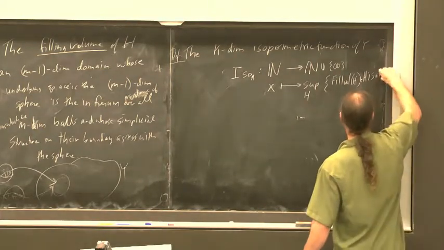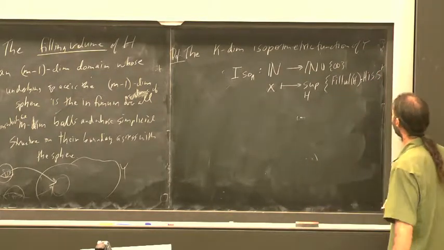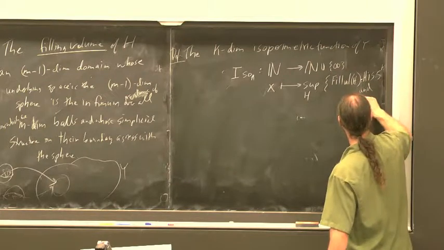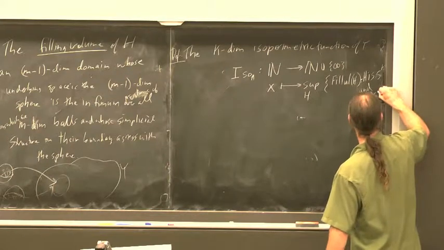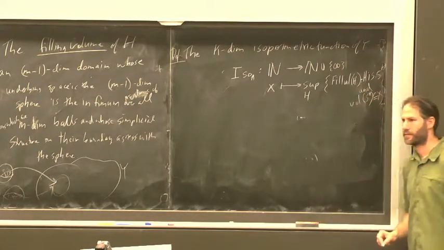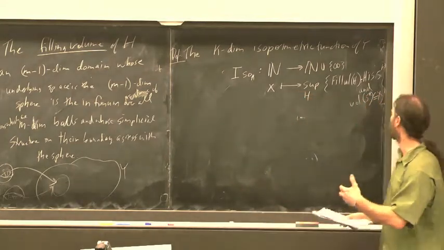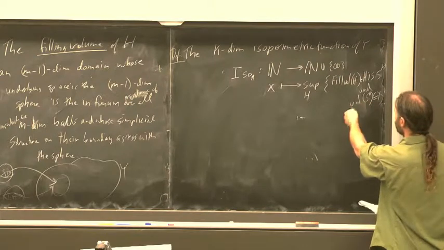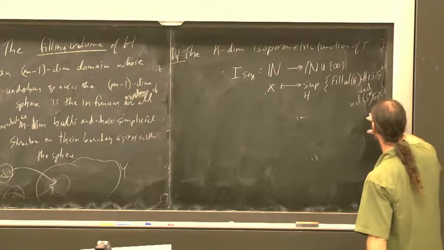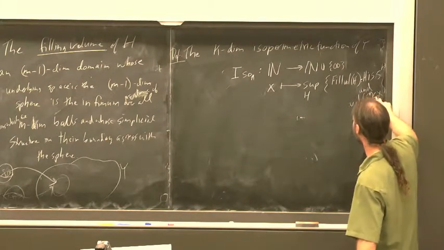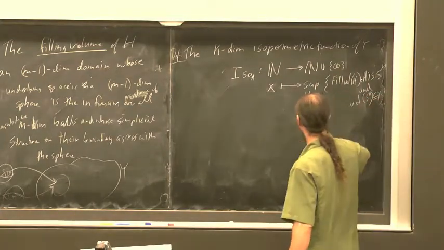H is S^k. It's a k-dimensional sphere, and the volume of S^k is at most x. So I look at all spheres that map into my space that have k-dimensional volume at most x, and then I look at all fillings of balls by that, and I measure the volume of those balls that fill them.